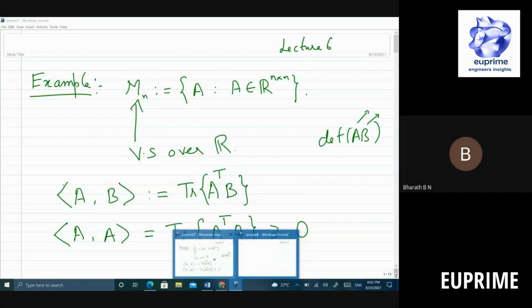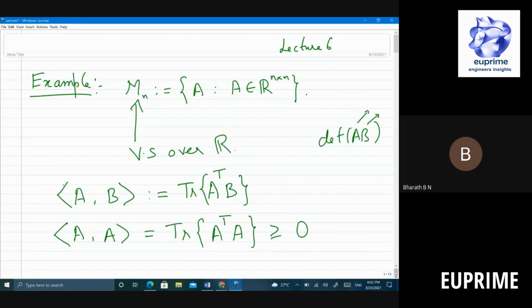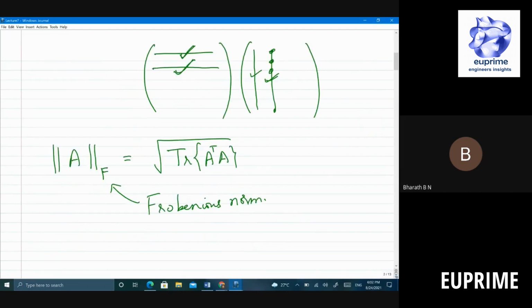Okay, so let's get started. Let's start with a quick recap. In the last class, we started looking at an example vector space, which is the set of all n cross n matrices. And then on that, we introduced the notion of inner product. What was the inner product? Trace, right? And then we saw that this induces a norm called the Frobenius norm.